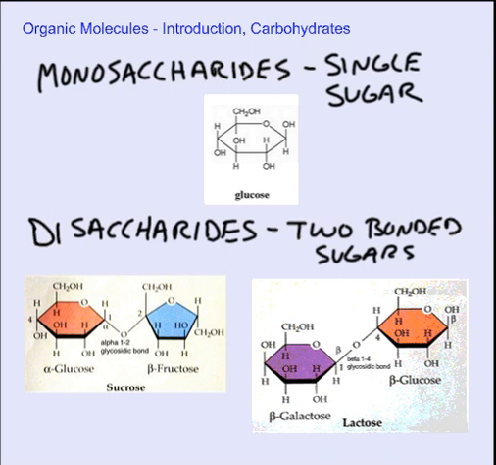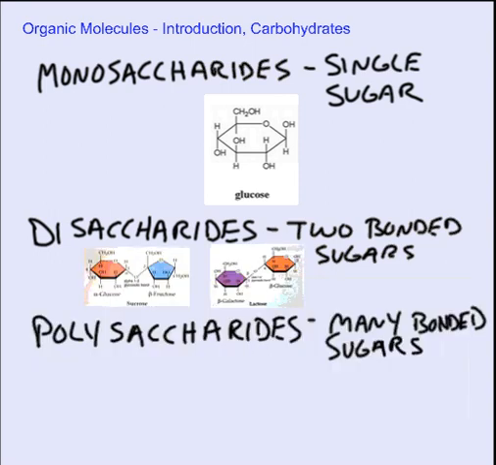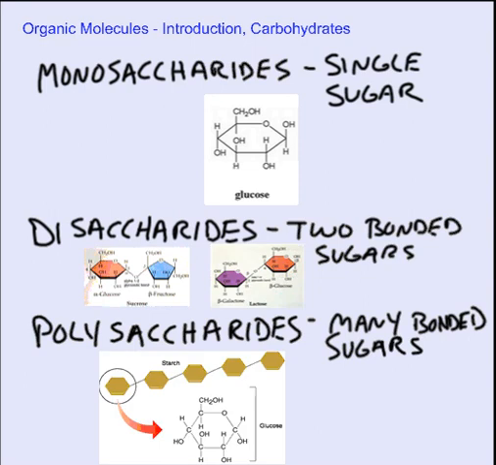Here's another disaccharide you've probably heard of before, lactose. Lactose is the sugar you would find in milk. People who are lactose intolerant have a problem digesting this. They don't have the proper enzyme to digest this sugar. A polysaccharide would be many sugars bonded together. Starch is a polysaccharide. It would contain much more energy than the single glucose molecule up at the top of the page.